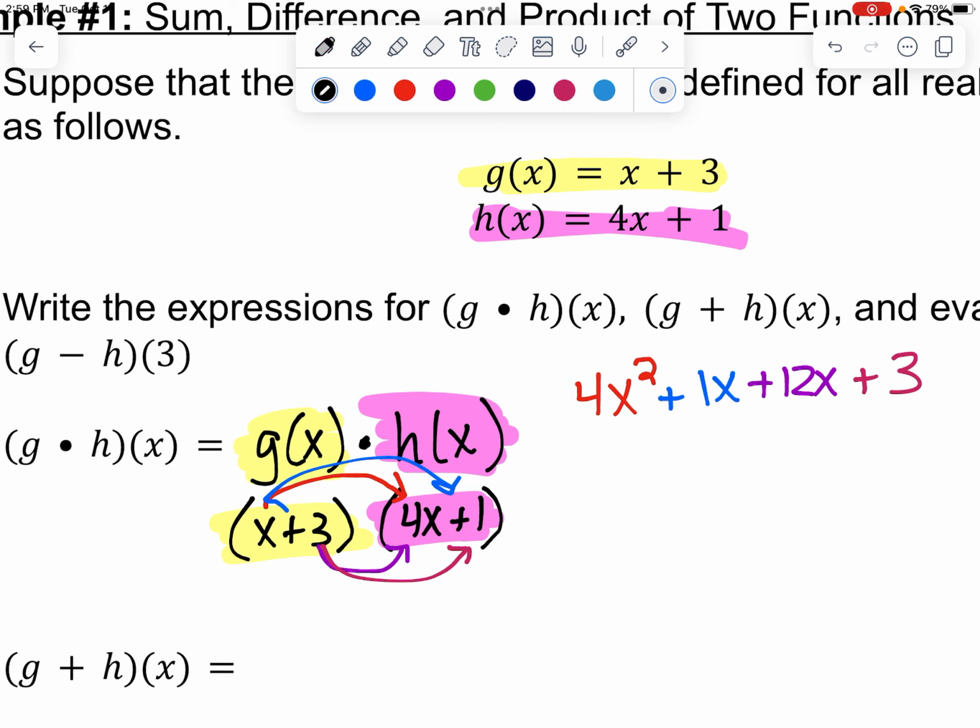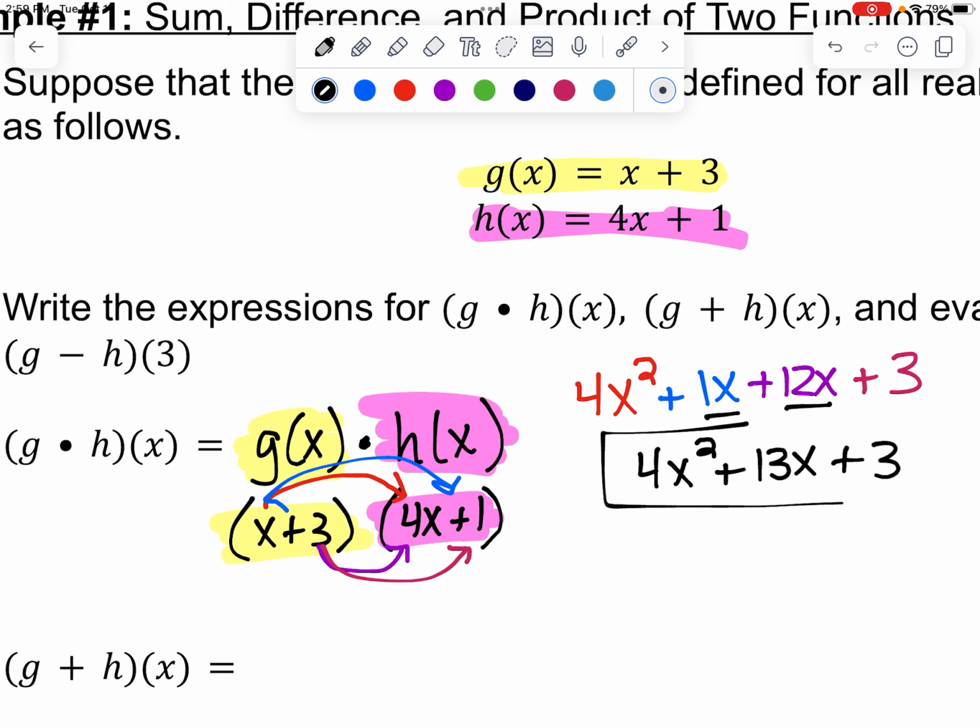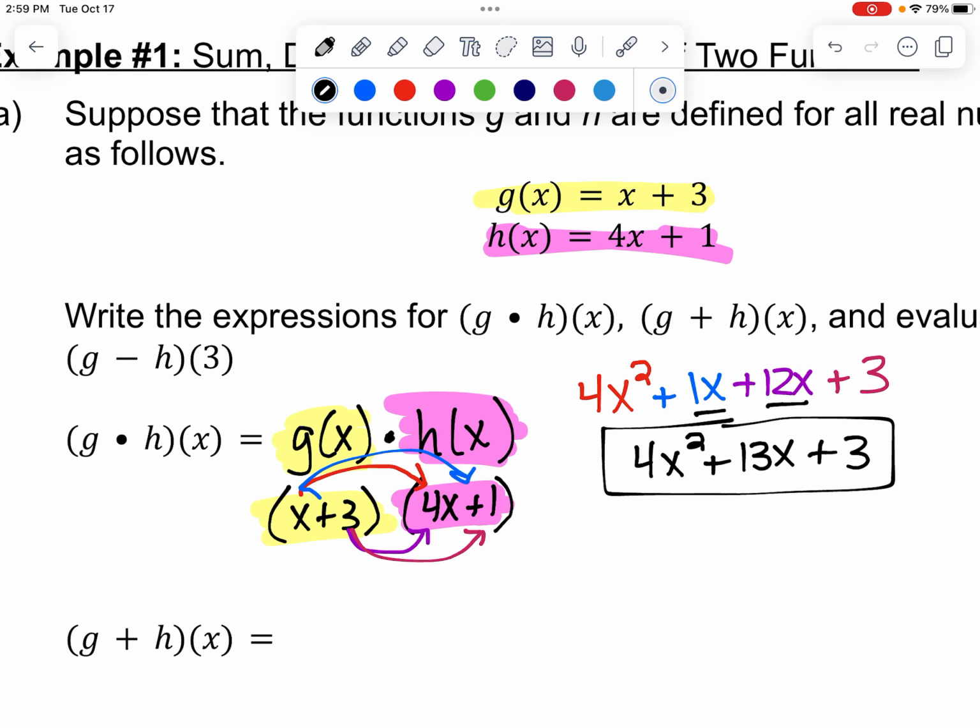When you simplify this, combine your like terms, which are the two middle terms, you're going to get 4x squared plus 13x plus 3. This is what g of x times h of x is equal to. Okay, so this right here would be your answer. Now remember that you can do it this way: distributive property, make sure every term in the first gets multiplied by every term in the second, or you could make a little 2 by 2 box and do your multiplication that way.